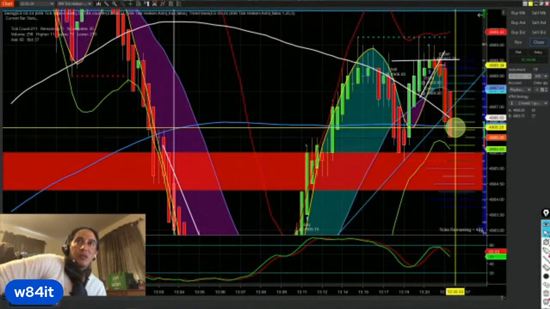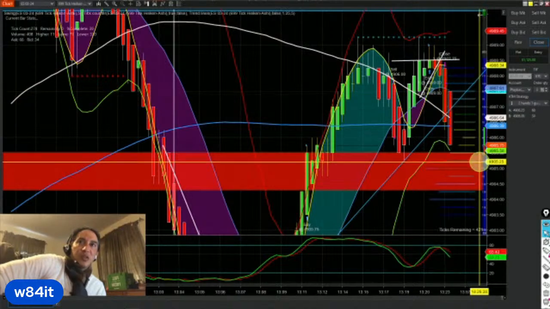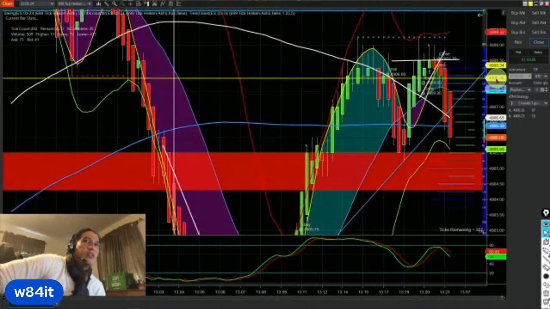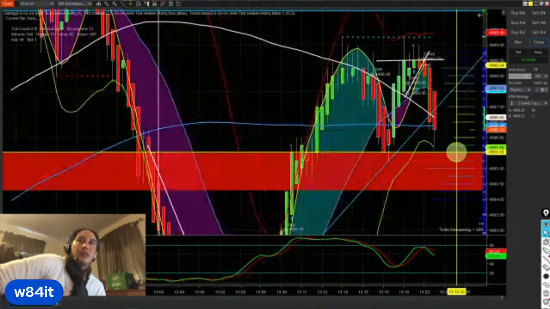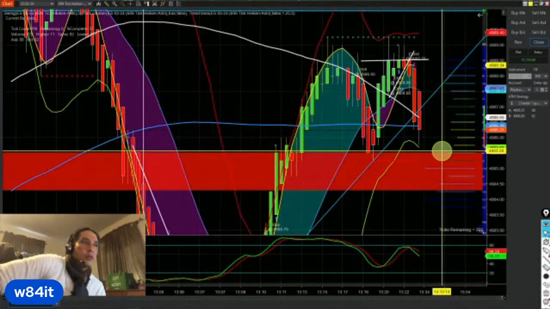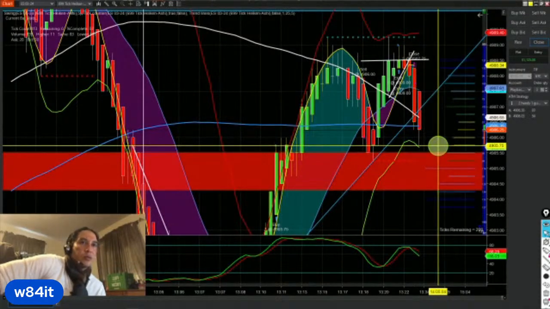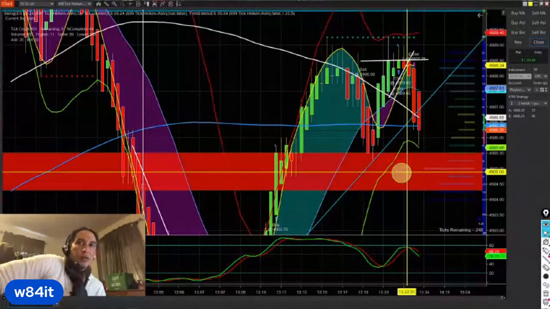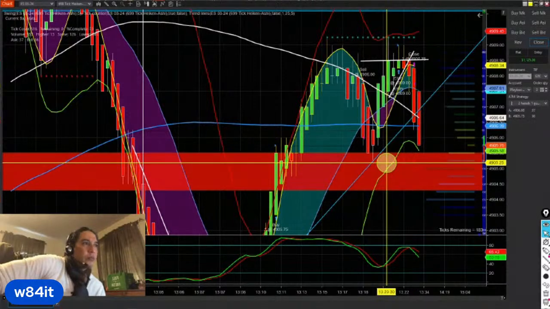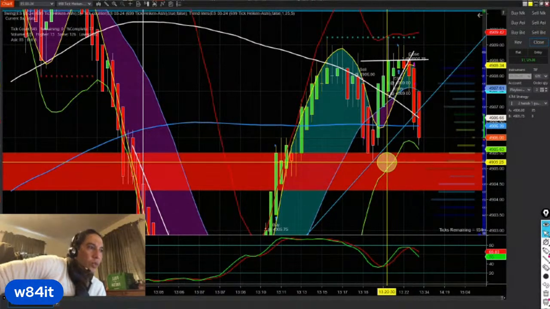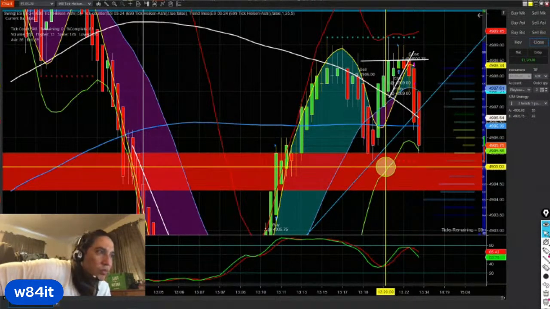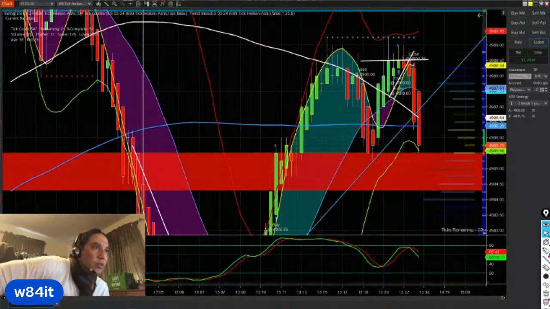And then there might be another pull and then another push back down and then a launch. So -2,300 there. Didn't break this low.